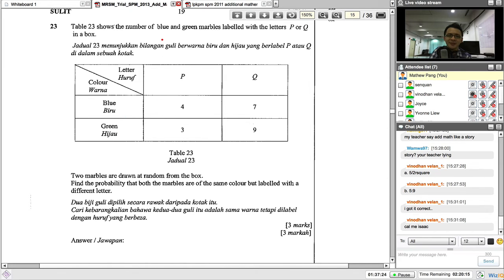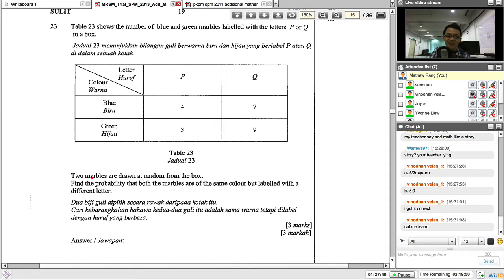Over here, we have shown the number of blue and green marbles, labeled P and Q. Okay, you have all different marbles, and I believe inside here is a quantity. Meaning it has 4 blue marbles labeled P, 7 blue marbles labeled Q, 3 green marbles labeled P and 9 green marbles labeled Q.